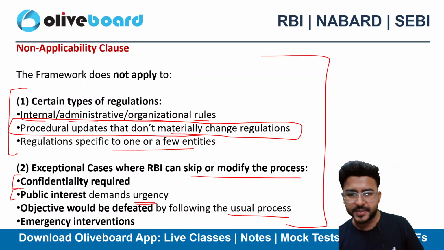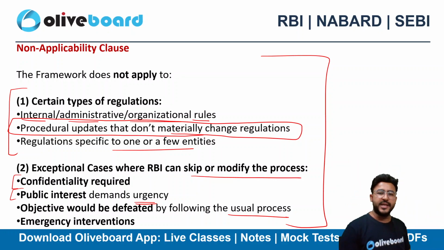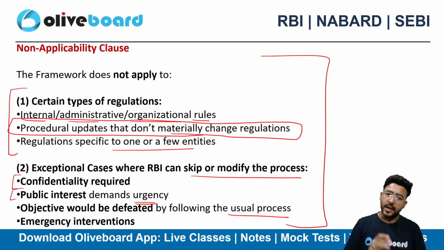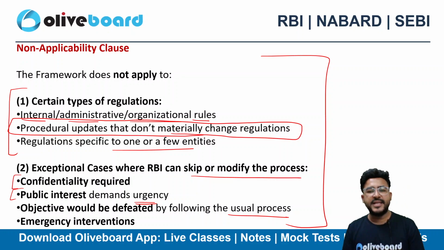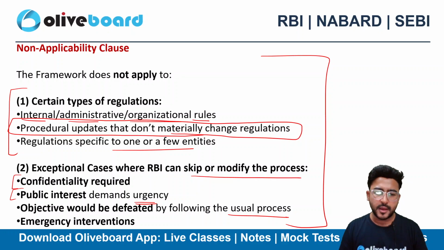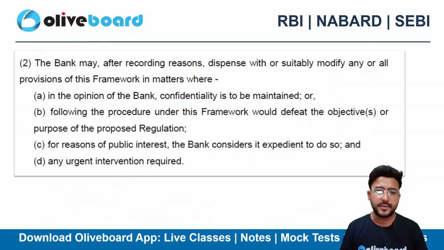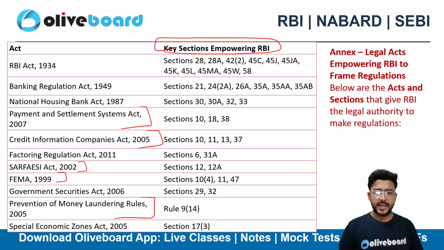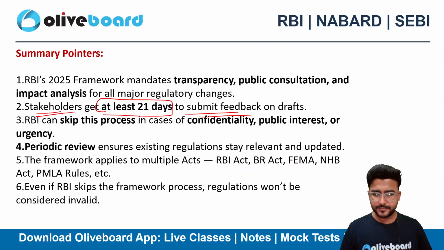Organizational, related to a specific rule, or if it is applicable to a particular entity only, then we can exclude that thing. And if it is in public interest, under urgency, or confidentiality is required, then definitely we can avoid this particular draft, right? That draft process.